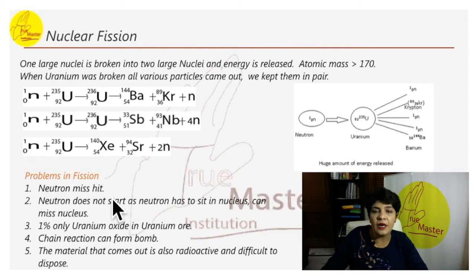How much? Only 1% of the uranium ore is useful uranium oxide. So out of the complete uranium ore, only 1% is useful. It is a process of complete chain reaction, and it can form a bomb if it is excited. See, this will break down into this, and further will break down, so it becomes a chain reaction.